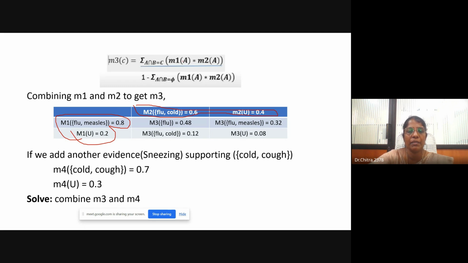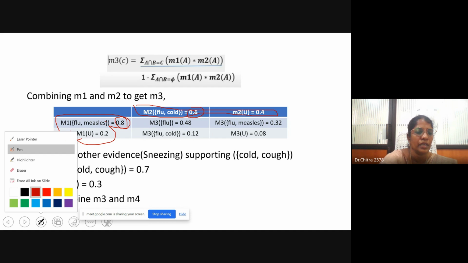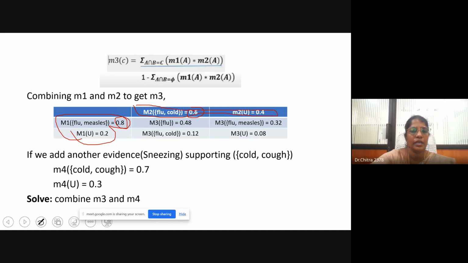Here we are multiplying these values to form the table. Multiply 0.8 and 0.6, which is 0.48. Similarly, find the intersection between these two things. This is flu and measles. This is flu and cold. When you take the intersection of these two, you get flu. Flu is common here as well as here. So the new fact is M3 of flu equals 0.48.